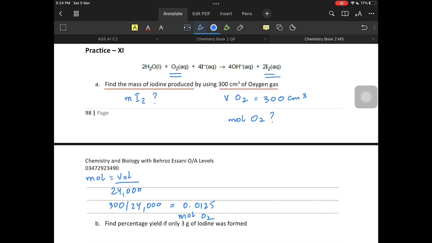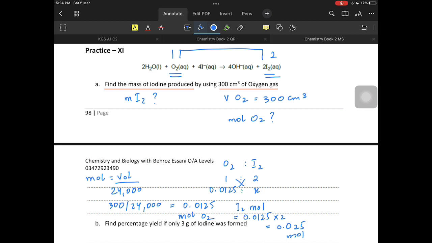Now we want to create a ratio between oxygen and iodine, which is 1:2, because 1 mole of oxygen gives you 2 moles of iodine. So it's going to be 1:2 ratio. Now 0.0125 moles of oxygen can give you how many moles of iodine? It's just going to be a simple cross multiplication. You're going to find out that moles of iodine is going to be equal to 0.0125 times 2, which is equal to 0.025. So this is the moles of iodine that you find over here.